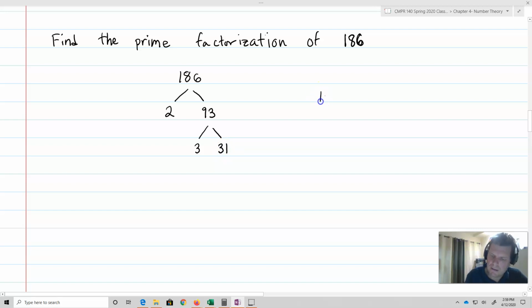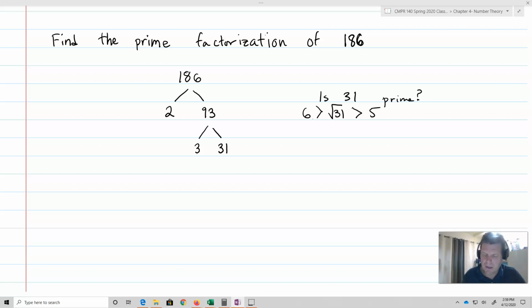Now, is 31 prime? Well, let's check. The square root of 31 is bigger than 5, but smaller than 6. So it's somewhere between 5 and 6. And how I know that is because 5 squared is 25 and 6 squared is 36. So 31 is somewhere in between those two, so root 31 is somewhere between those two values.